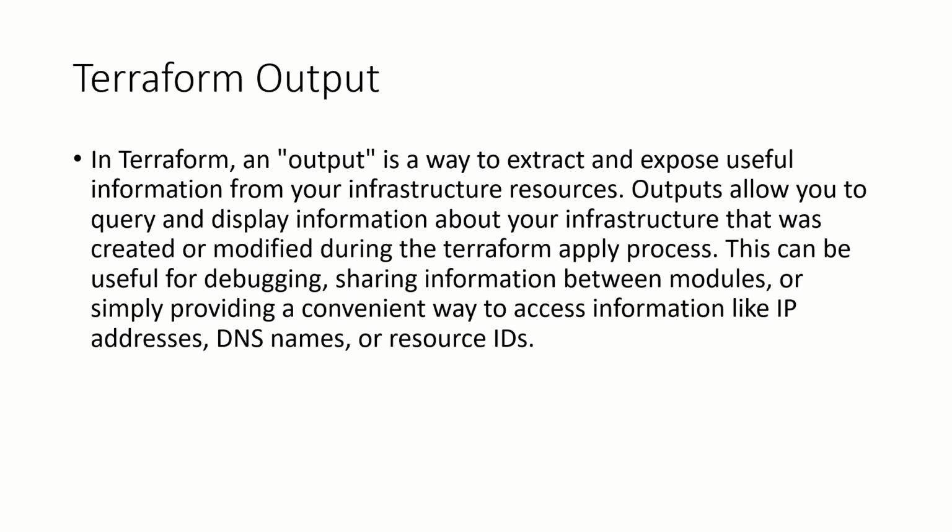Like you have developed an EC2 instance and you want to expose the instance ID, or let's say the public IP of that instance. So how can you expose it? You can use output to expose that information. Okay. So outputs allow you to query and display information about your infrastructure that was created or modified during the Terraform apply process. Okay. This can be useful for debugging, sharing information between modules, or simply providing a convenient way to access information like IP addresses, DNS name, or resource IDs. Okay, so this is what output is and its work.